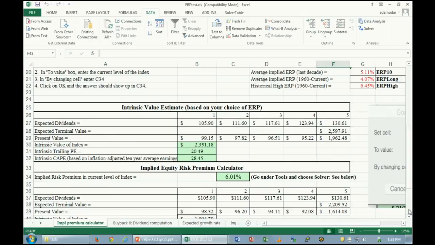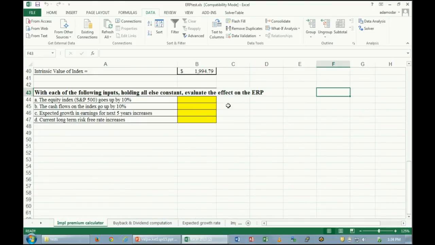So you ready? I'm going to basically take input by input, and we're going to do something which is very artificial. We're going to change one thing at a time and see what effect it has on the equity risk premium. Okay? So let's start with the equity index. In fact, we can make this real. Does anybody know what the S&P 500 is at right now? It was 1994 at the start of this month. Does anybody know? It's gone up. I don't know by how much because it's hitting record highs.